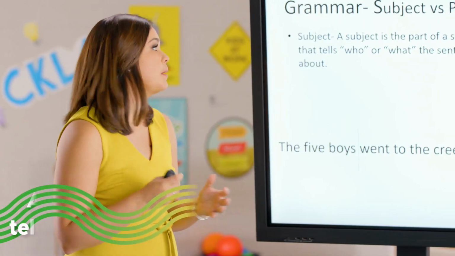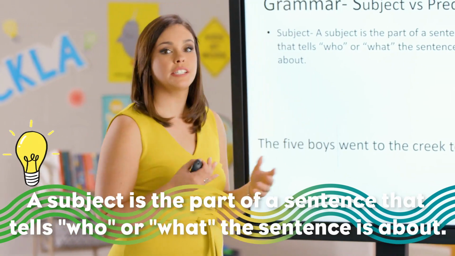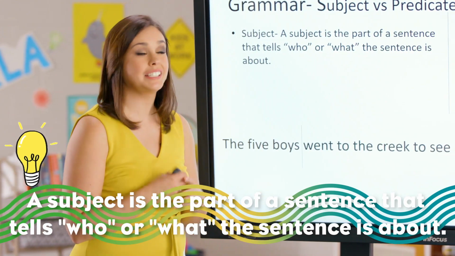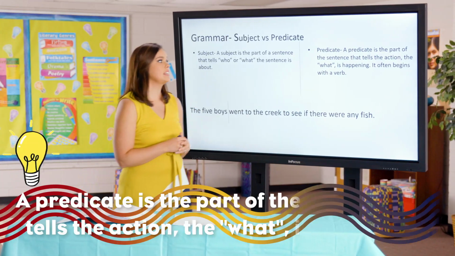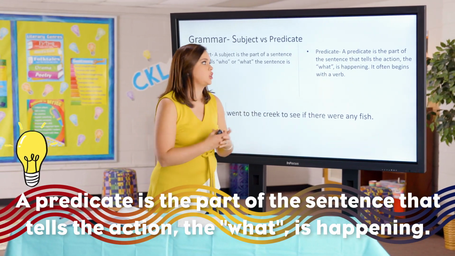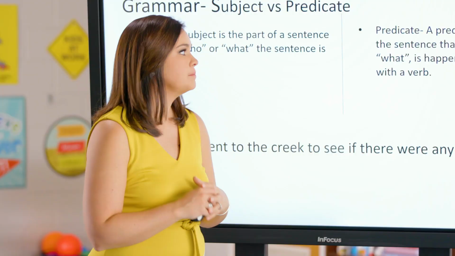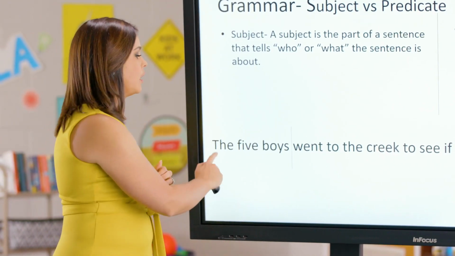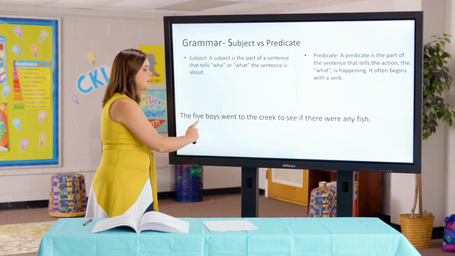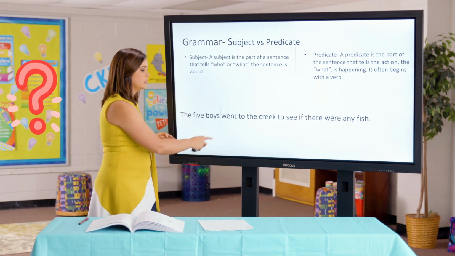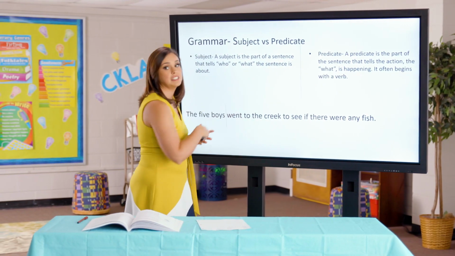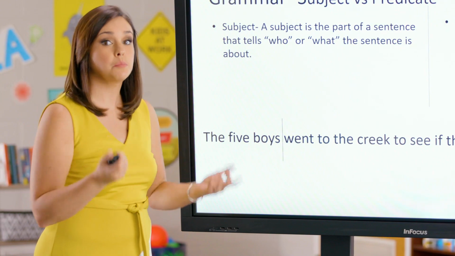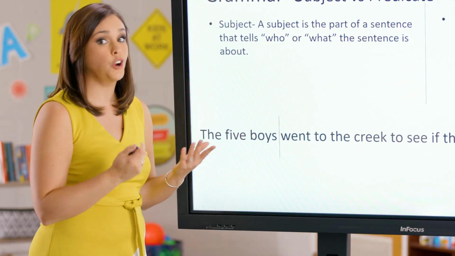Remember, a subject is the part of a sentence that tells who or what the sentence is about. And the predicate is the part of the sentence that tells the action or what is happening. It often begins with a verb. Take a look at this example. The 5 boys is the subject. And what did they do? They went to the creek to see if there were any fish. So that's the predicate. Notice how it starts with the verb, went.